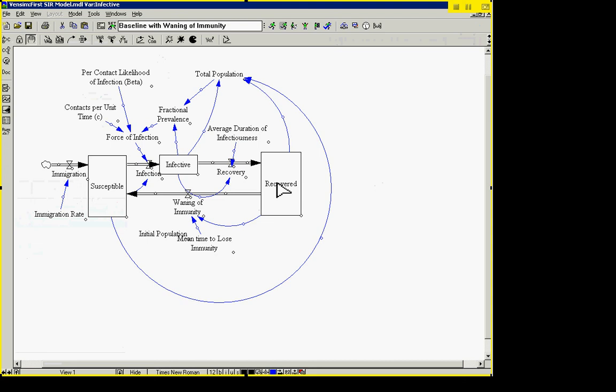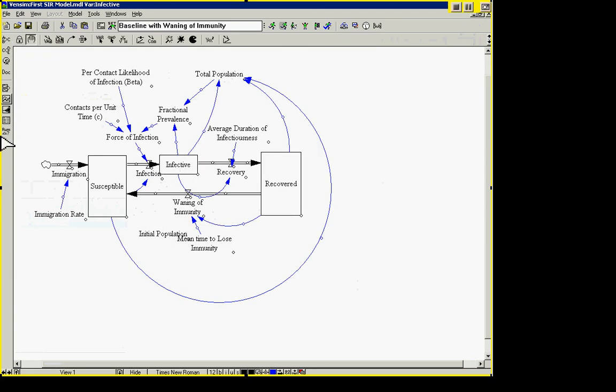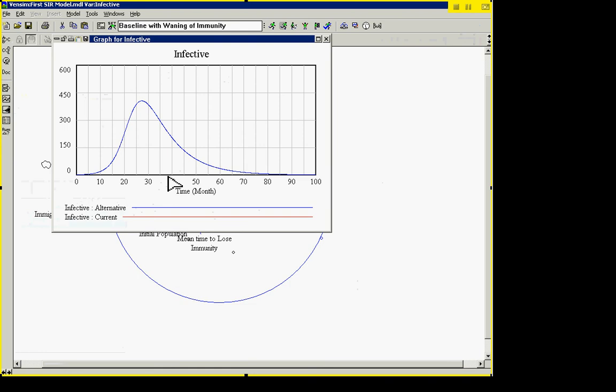So here for the waning of immunity in the other model, we're going to have a rate for going back from recovered to susceptible. It's going to be called waning immunity transition, and the rate is going to be 1 divided by 25. Why that 1 divided by 25? Well, because the rate is 1 over mean time to lose immunity. So we have recovered times 1 over mean time to lose immunity. So here we have this rate of 1 over 25.0 in this state chart. So now we're going to run this.